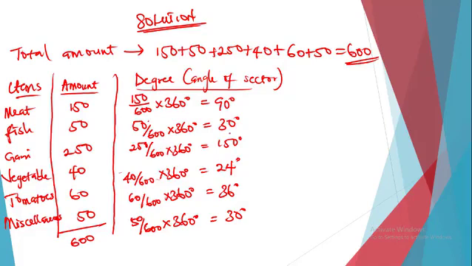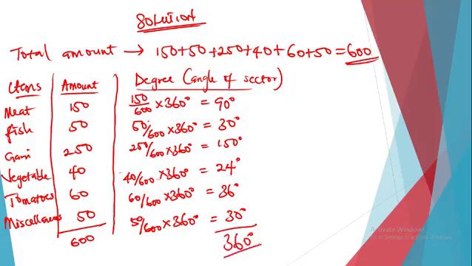Now if you add everything here, you get 360. 90 plus 30 will give us 120. 120 plus 150 will give us 270. And 270 plus 30 is 300. 300 plus 36 is 336. Plus 24, 360.